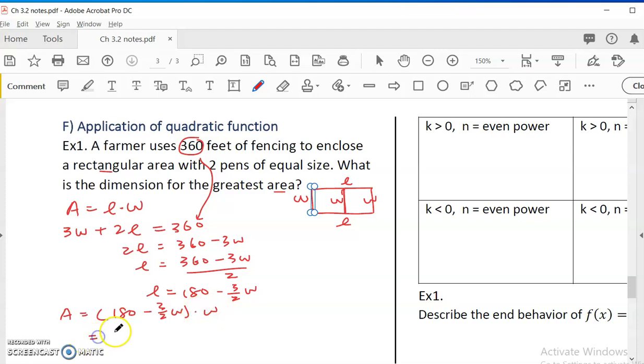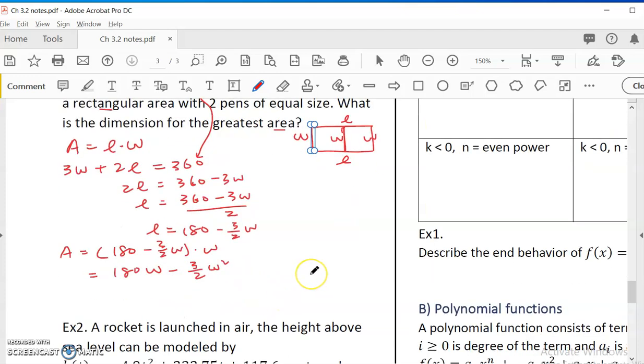And if you multiply W into it, it becomes a quadratic function, minus 3 over 2 W squared, right? So if I rewrite it, A equals minus 3 over 2 W squared plus 180 W. Do you see that this is actually a quadratic function? This doesn't have the C, but you have A and B, and it is facing down, right?